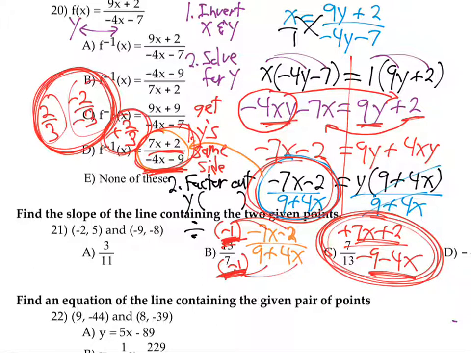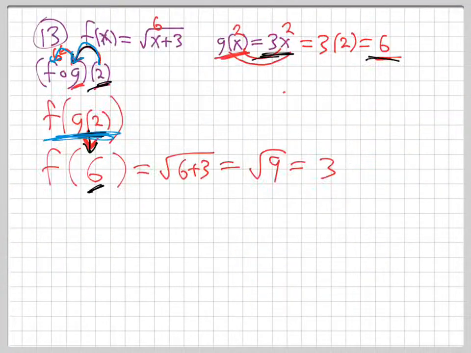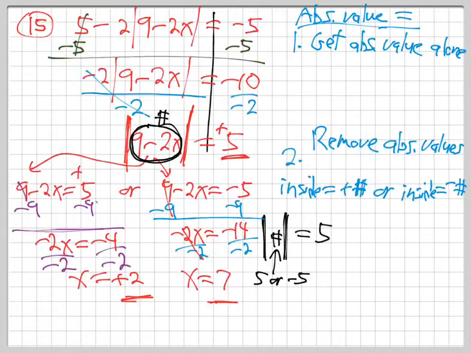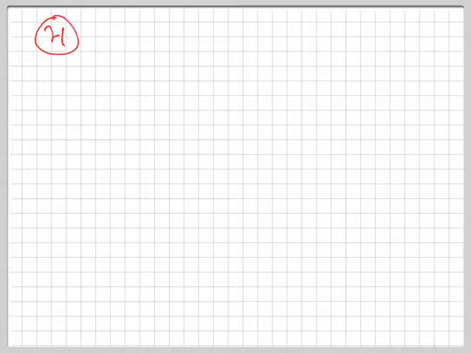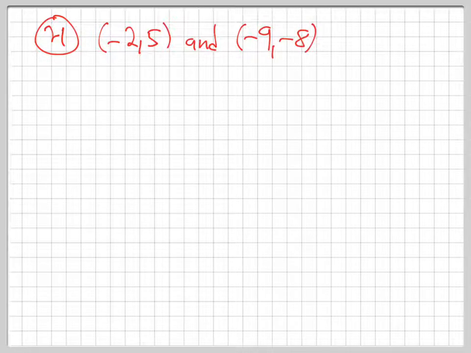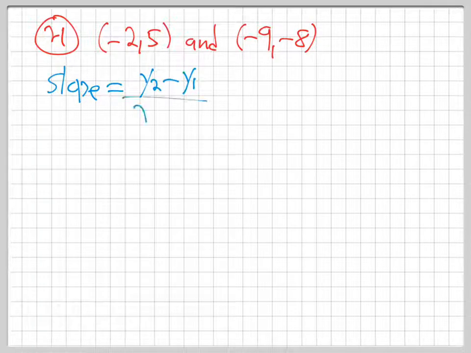Good, okay. 21 is asking us to find a slope. I don't know if I have room to do 21 right there, so let me just do it back here. 21, they want us to find the slope. We've got -2, 5, and -9, -8, and they want the slope. What's the slope? y2 minus y1 over x2 minus x1. This is x1, y1, and this is x2, y2.